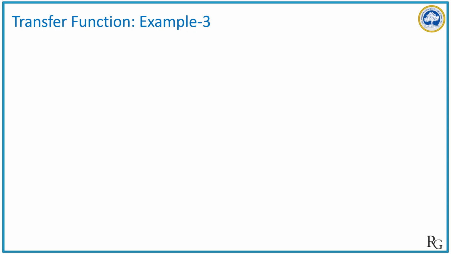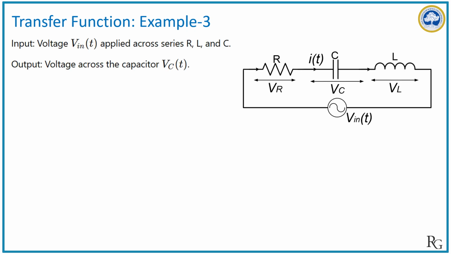Now we'll take another example, that is our series RLC circuit. So in this circuit, now we are having two energy storing elements, that is the capacitance and the inductor. So we have to understand what is the input and what is the output. Then only we can calculate the transfer function. So for this example, we have taken the total applied voltage as input and the voltage across the capacitor as output. So the first step is we will apply the KVL.